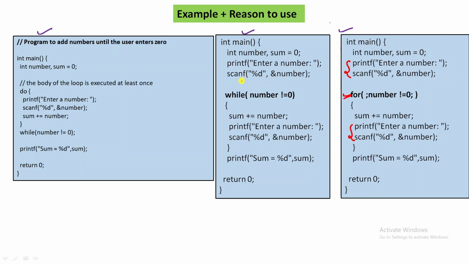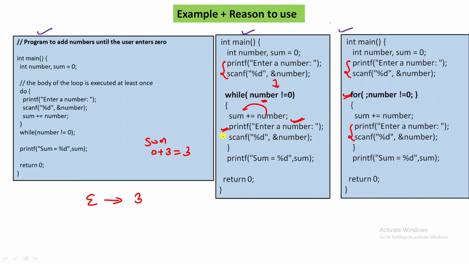Working wise, it is first asking to enter a number. I will simply say E for enter a number, a short message. Let's say I enter 3. Then it will come here and check whether the number is not equal to 0. Yes, 3 is not equal to 0, so it will come here and add this number to the sum. Sum is initially 0, so 0 plus 3 is 3.